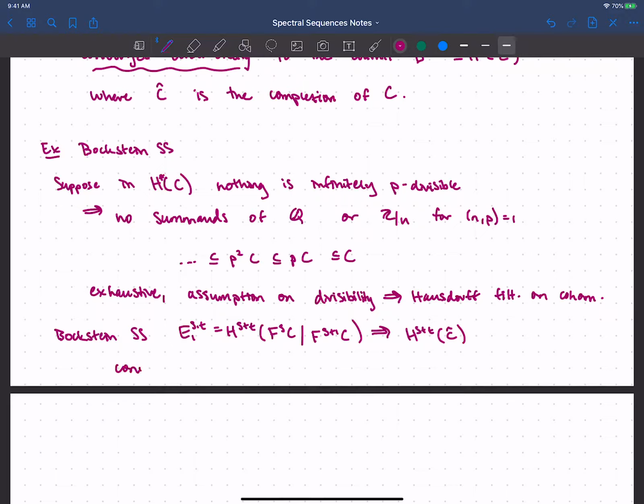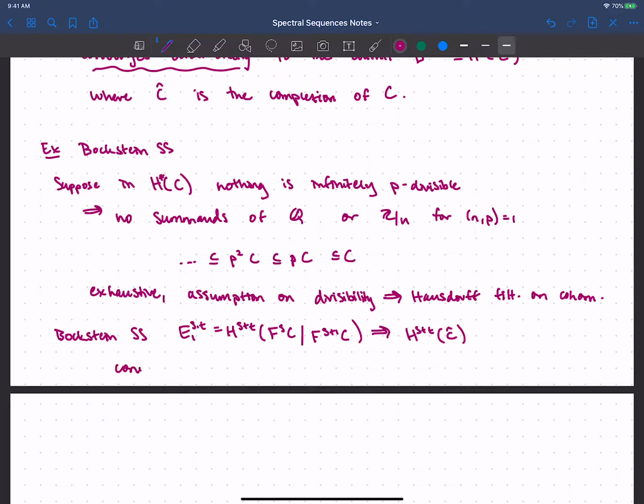There's a few different hypotheses you might need that would give you strong convergence. I'll just say one. So it does converge strongly if for each spot, we look at the PQ spot, there's some R so that when we look at E_R^{PQ}, this is finite. Okay, so that's kind of a nice condition.